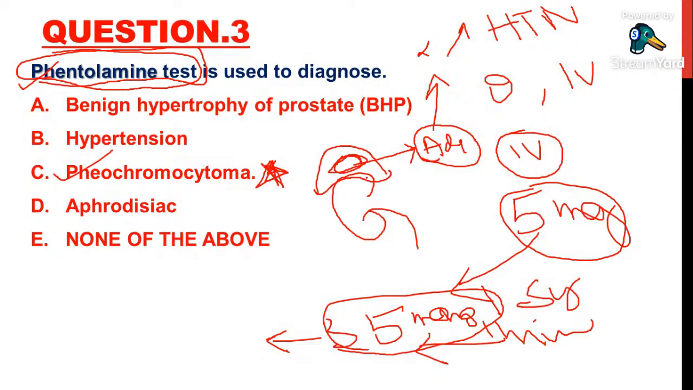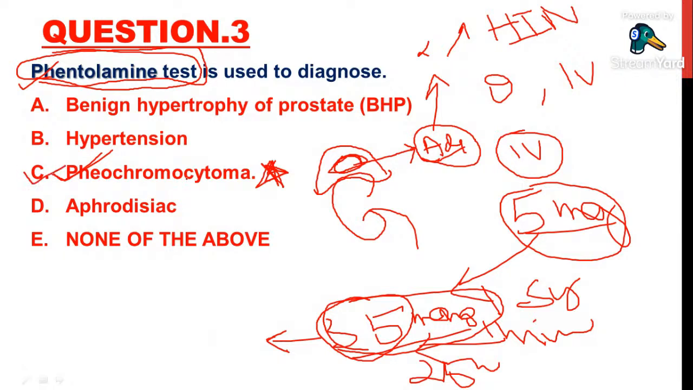Pheochromocytoma is the condition where a large amount of adrenaline is synthesized from the adrenal medulla, which is characterized by hypertension, and also by tachycardia, palpitations, and all heart reactions will be seen. So in that case, 5 mg phentolamine injection is given, and if blood pressure falls by more than 35 mm Hg systolic and 25 mm Hg diastolic, then that test is called phentolamine test, or that test is useful for diagnosis of pheochromocytoma. So the answer for this question is C.